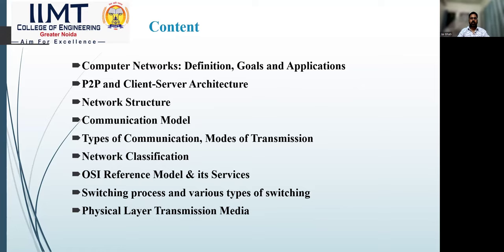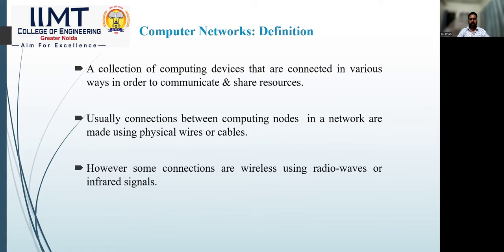Let us go through the content which we are going to discuss during this lecture. Like definition of computer networks, what are its objectives and applications, the architecture used in computer networks like P2P network architecture or client-server architecture, the network structure, the communication model, various types of communications, and various modes of transmissions used in computer networks for data transmission. The network classifications on the basis of the scale or the size, OSI reference model and its services, switching processes, and the various types of switching methods. And the last is physical layer transmission media. So let's begin with the lecture.